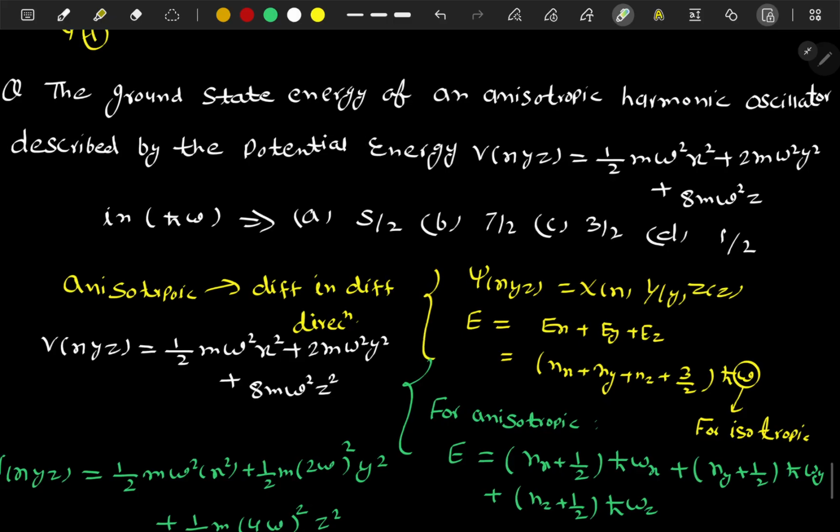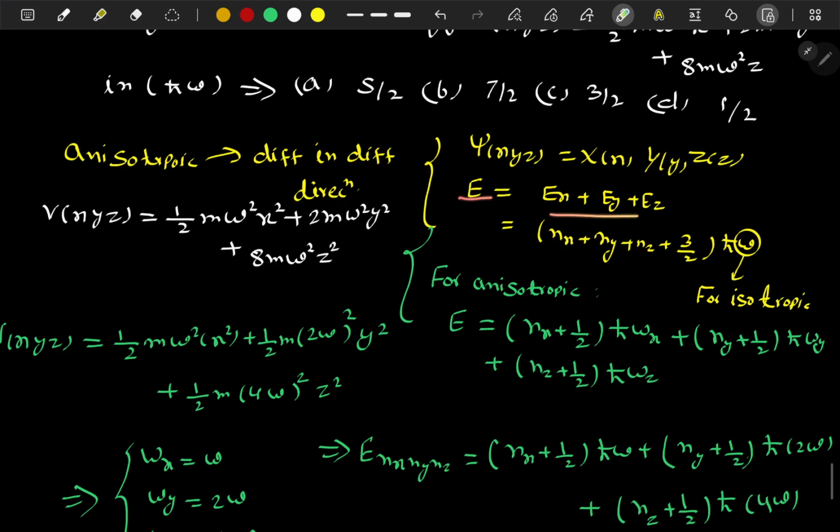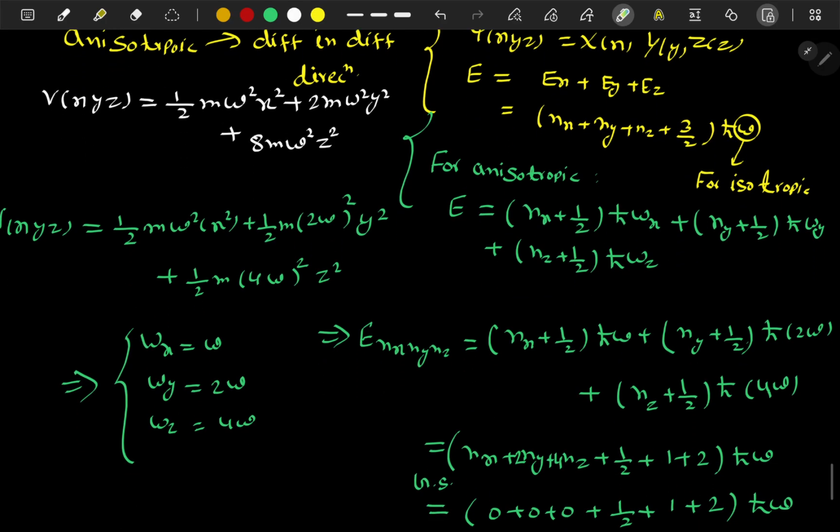Now for the harmonic oscillator, we know psi can be written in the form of psi x, y, z. Energy can be written as Ex plus Ey plus Ez, and energy can be written as nx plus 1 by 2, ny plus 1 by 2, nz plus 1 by 2, which gives 3 by 2 h cross omega for the isotropic case. Now this is for the anisotropic: nx plus 1 by 2 h cross omega x, ny plus 1 by 2 h cross omega y, and nz plus 1 by 2 h cross omega z. So the energy for the anisotropic oscillator will be in this form.